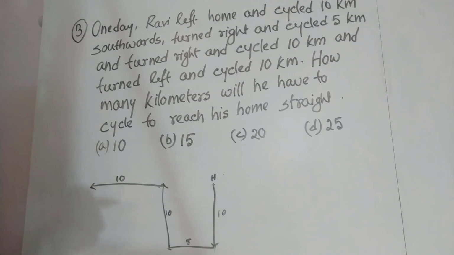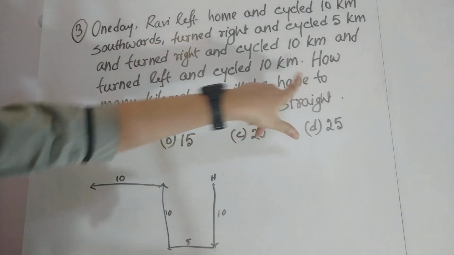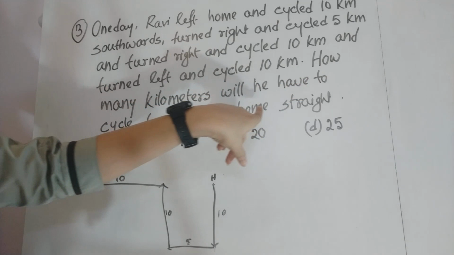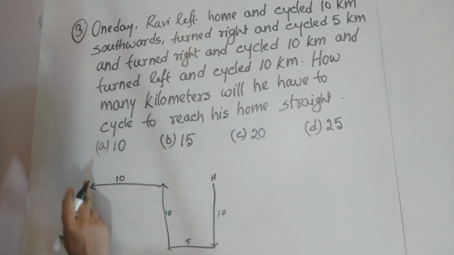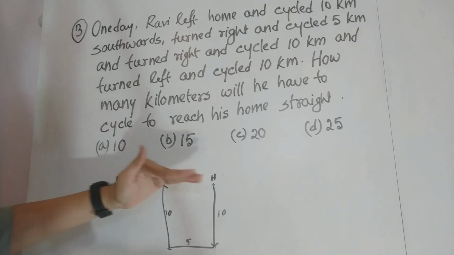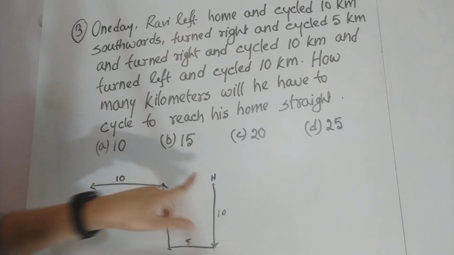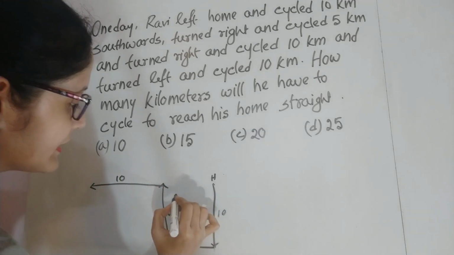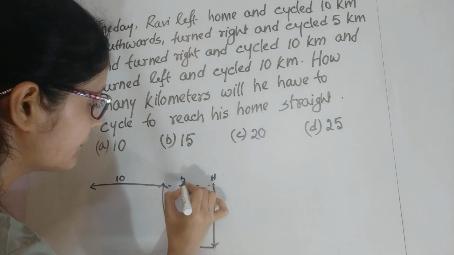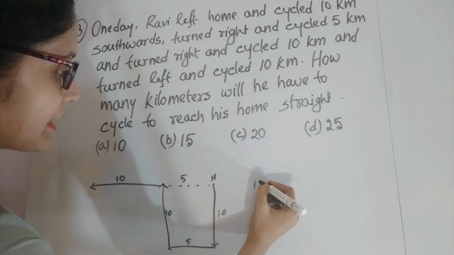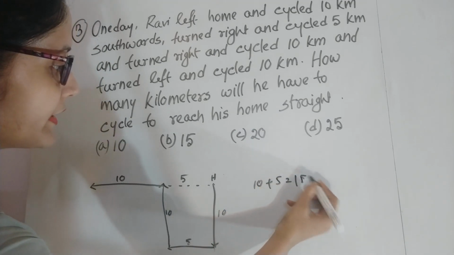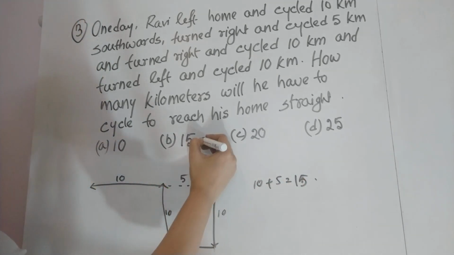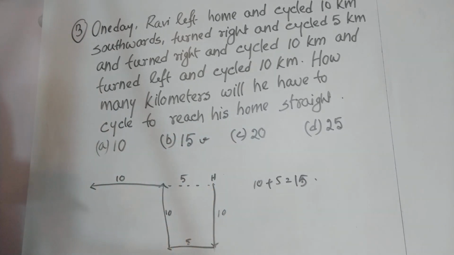So now how many kilometers will he have to cycle to reach his home straight? Now from here he needs to go back to his home, so from here he will go straight. So how many kilometers he needs to travel by cycle? 10 plus this is 5, so 10 plus 5, 15 will be the answer. B will be the answer then.